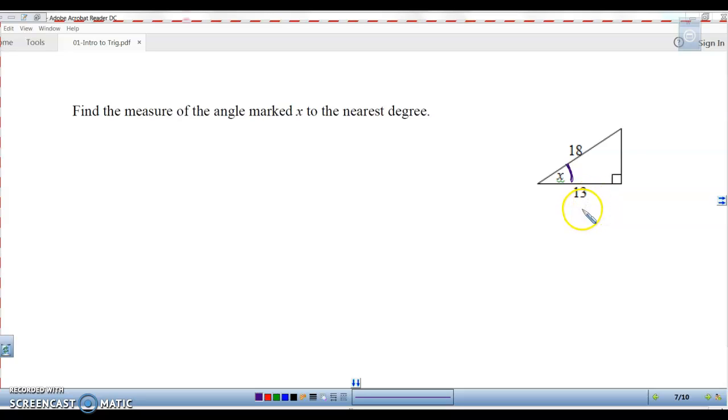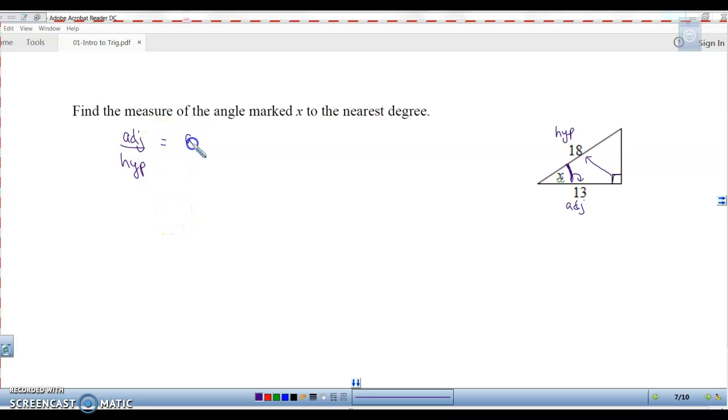So what parts of the triangle do we have in relation to this angle right here? Well, the 13 is the side it's sitting on, so that's going to be the adjacent side. Notice the right angle here; across from the right angle is always going to be the hypotenuse. So we have to use the ratio adjacent over hypotenuse. That's the ratio we have to use.